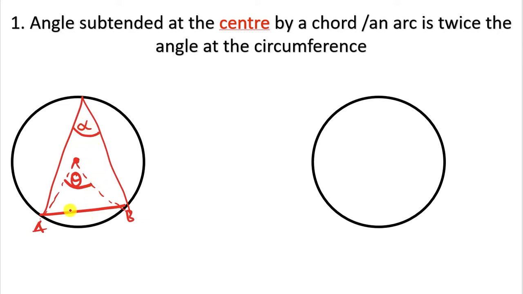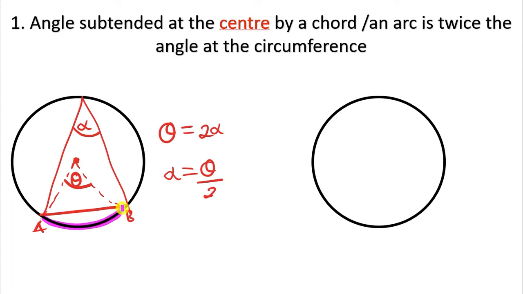Then the angle that this chord AB is having at the center, that is theta, is 2 times the angle that the same chord AB is having at the circumference, that is alpha. In that case, we can have again alpha equal to theta over 2. That is the concept here. So it can be a chord or an arc. It can be this arc.